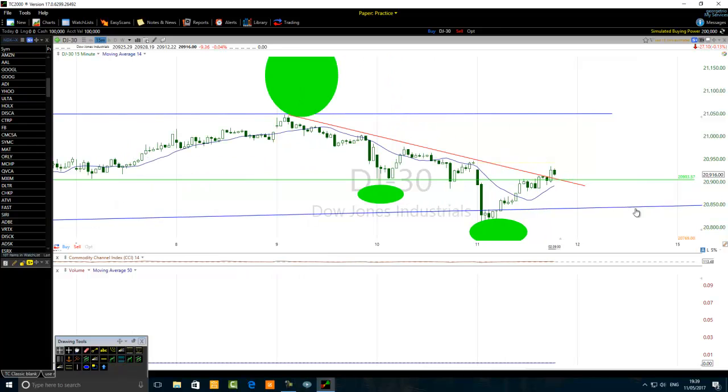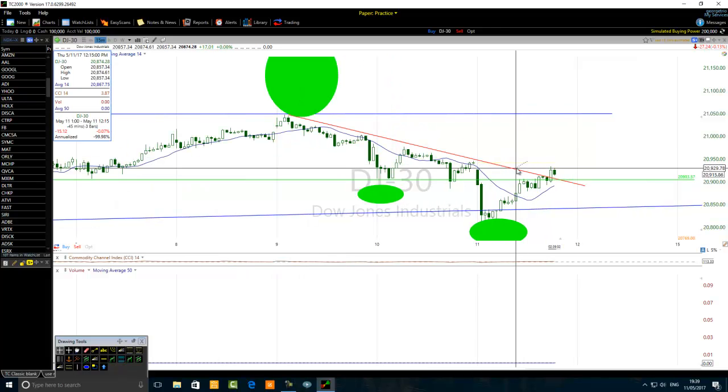Once that order is filled, I'm a scalper. Let's see, 209.03.